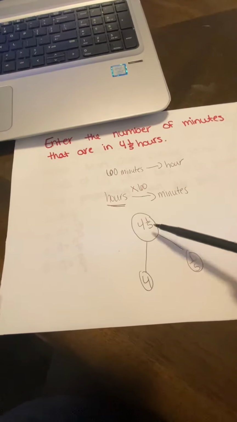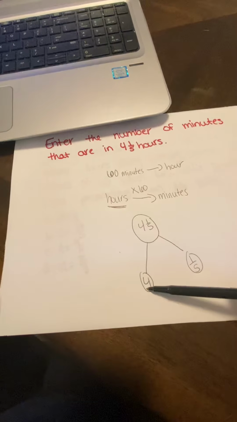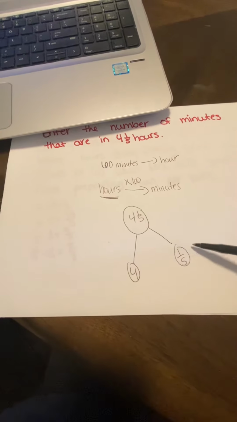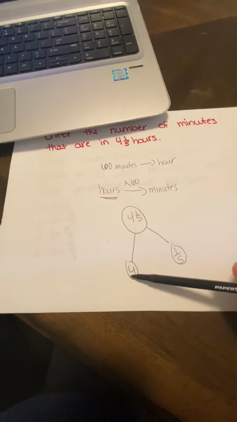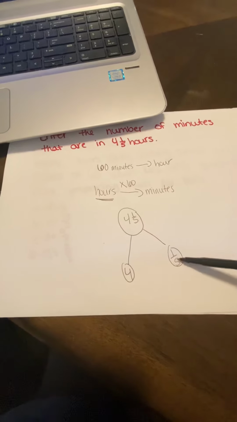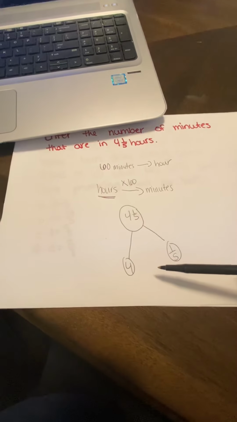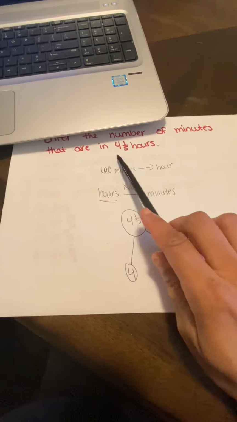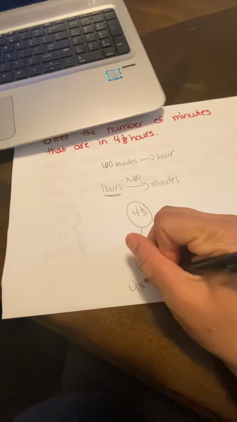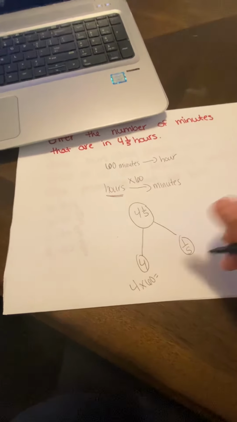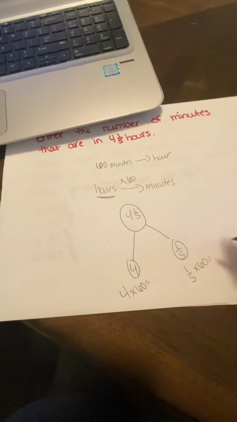So 4 1/5 breaks down to 4 wholes and 1/5. So this is still saying 4 hours, and this is saying 1/5 of an hour. So I need to know how many minutes are in 4 hours and how many minutes are in 1/5 of an hour, and then put those minutes together to give me a total amount of minutes for 4 1/5. So I would take 4 hours times 60 minutes in an hour, and I would take 1/5 of an hour times 60 minutes of an hour to get an answer.